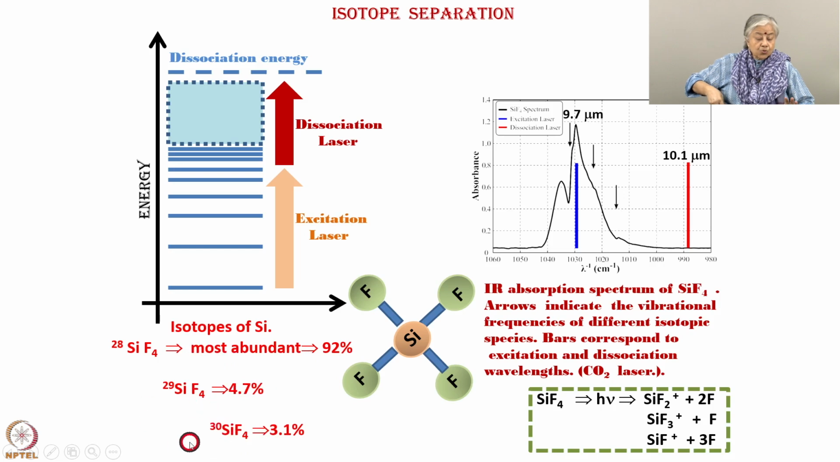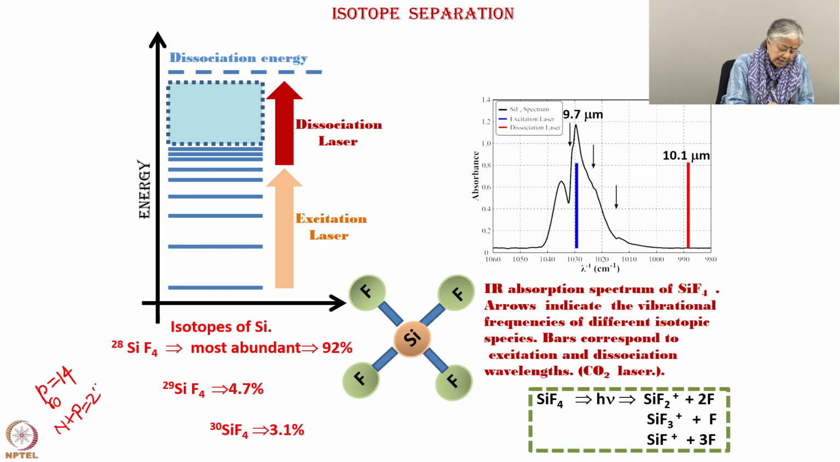You know, when you take silicon fluoride, it comes with all these 3. And so, what is the isotope? Here this is 28, which is the nucleon number in the nucleus. That means silicon has number of protons equal to 14. So, number of neutrons plus protons will be 28. That is the usual case.